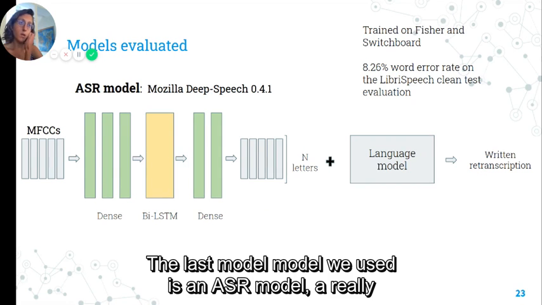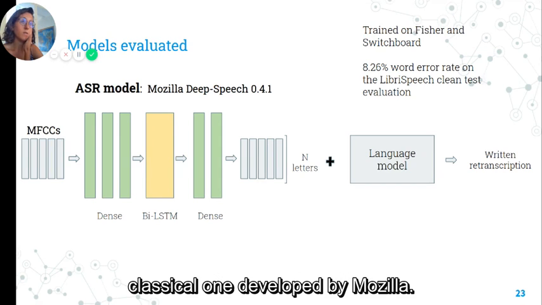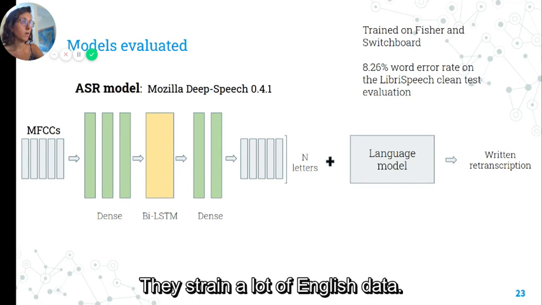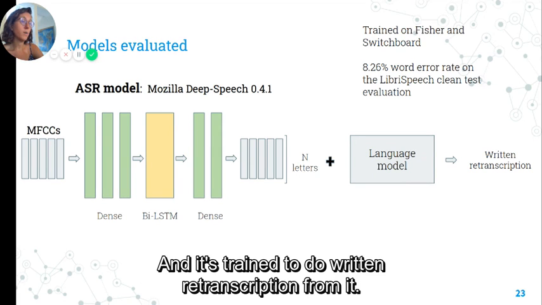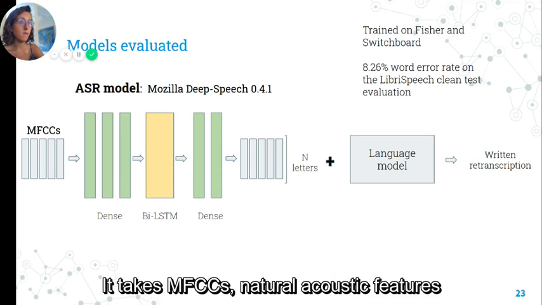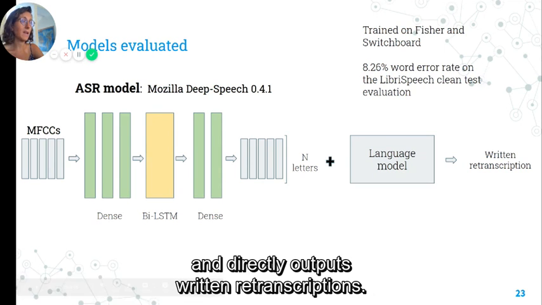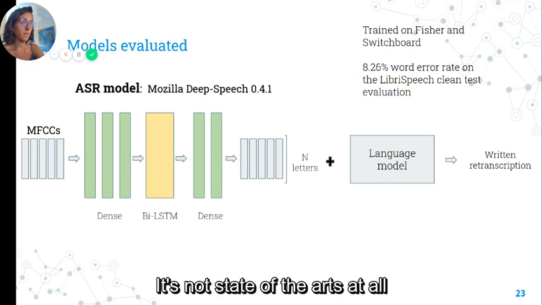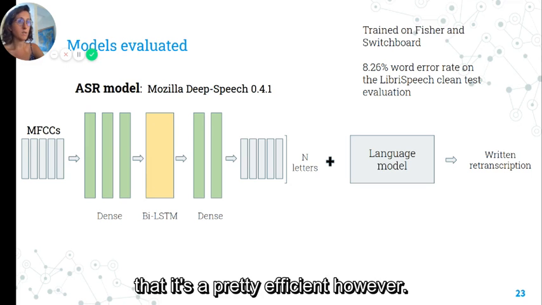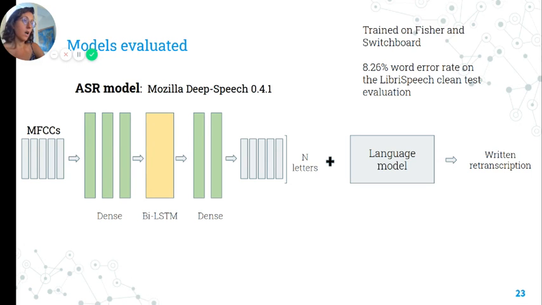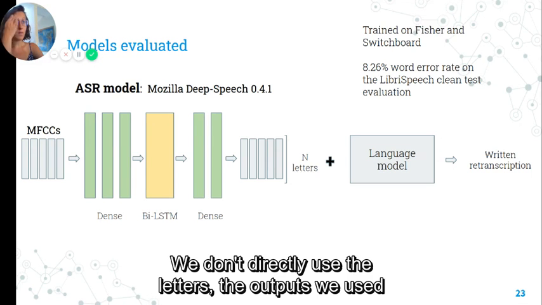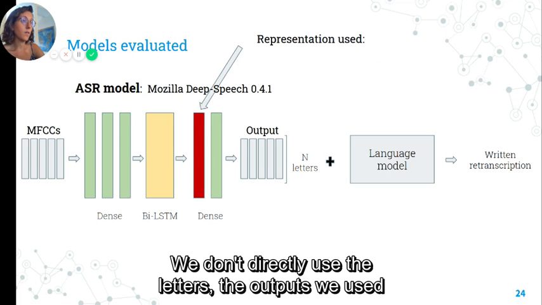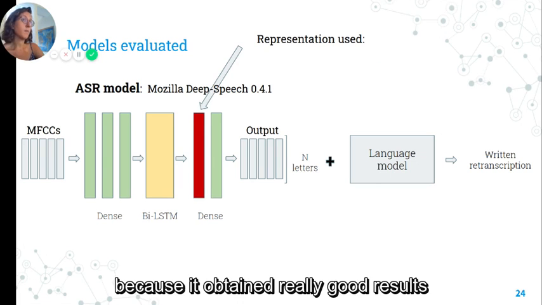The last model we use is an ASR model, a really classical one, developed by Mozilla. It's trained on a lot of English data, and it's trained to do written transcription from it. So it takes MFCCs, raw acoustic features, and directly outputs written transcriptions. It's not state-of-the-art at all, but it's pretty efficient, however. So we don't directly use the letters, the outputs. We use not the last layer, but the one before, because it obtained really good results in terms of ABX error.